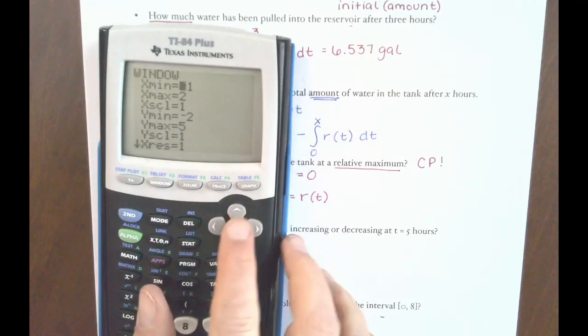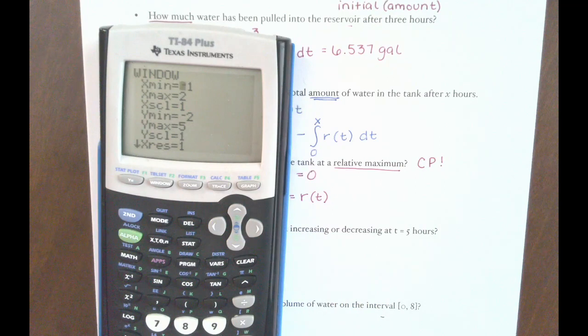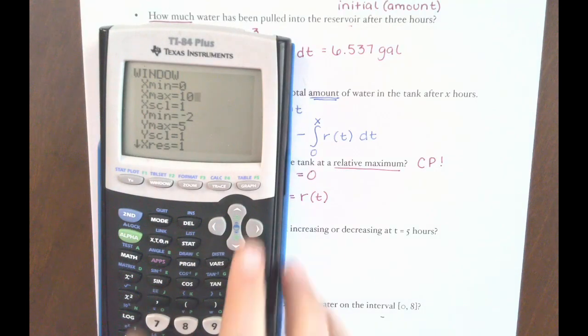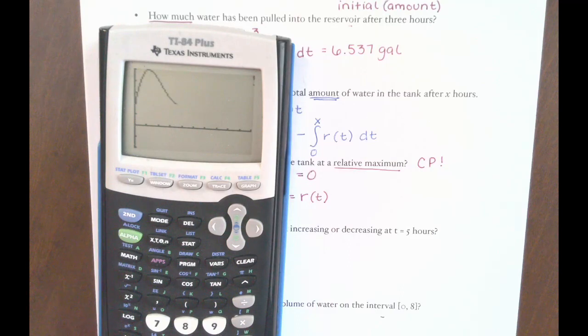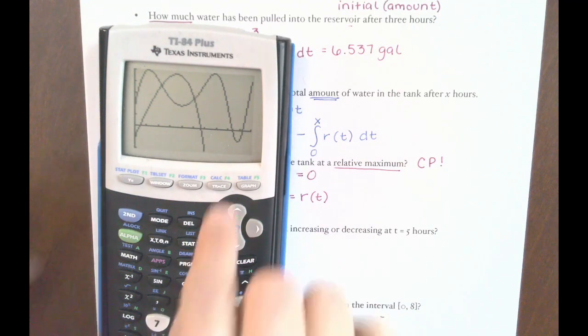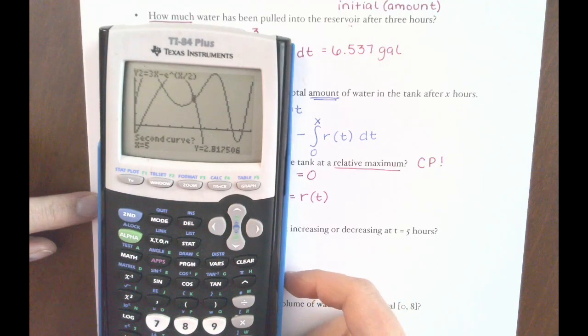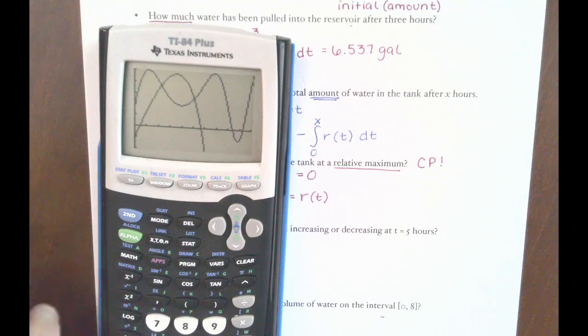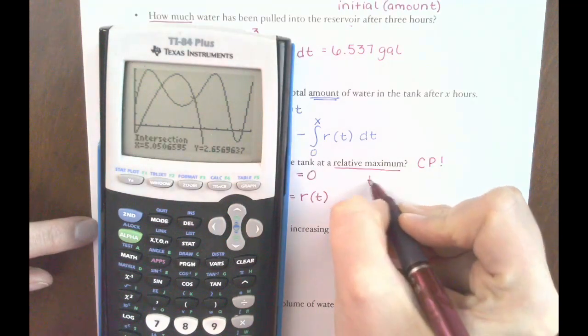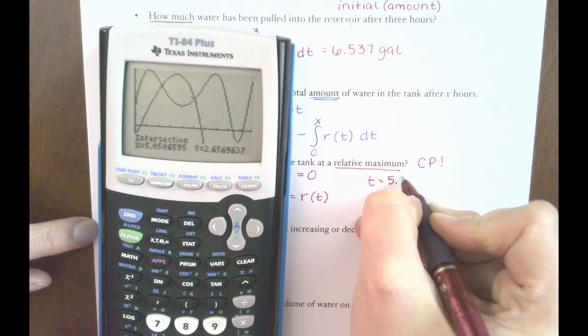So based on my window, oh yeah, I have to make this a lot bigger. So my x can start at 0 because that's time, right? I don't know how far out to make my time go. I'm just going to go 10 seconds. I think my y's looked pretty good. Yeah, this looks pretty good. So this is my first function. That's f of t. Okay, so I need those intersection points, right? So I'm going to calc and intersect. First curve, second curve, guess. I should be able to just hit enter, enter, enter. And one of those times is at 5.051.